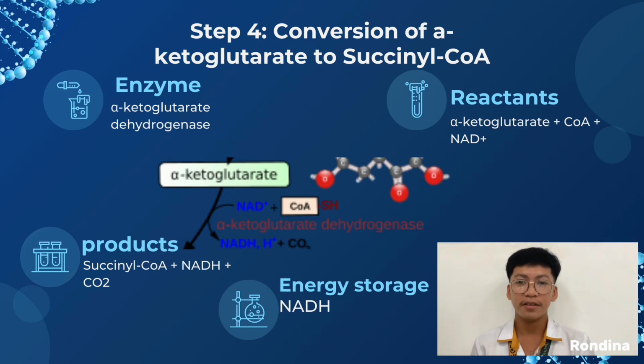To summarize, the enzyme is alpha-ketoglutarate dehydrogenase. The reactants are alpha-ketoglutarate, CoA, and NAD+. The products are succinyl-CoA, NADH, and CO2. And lastly, the energy storage is the NADH.